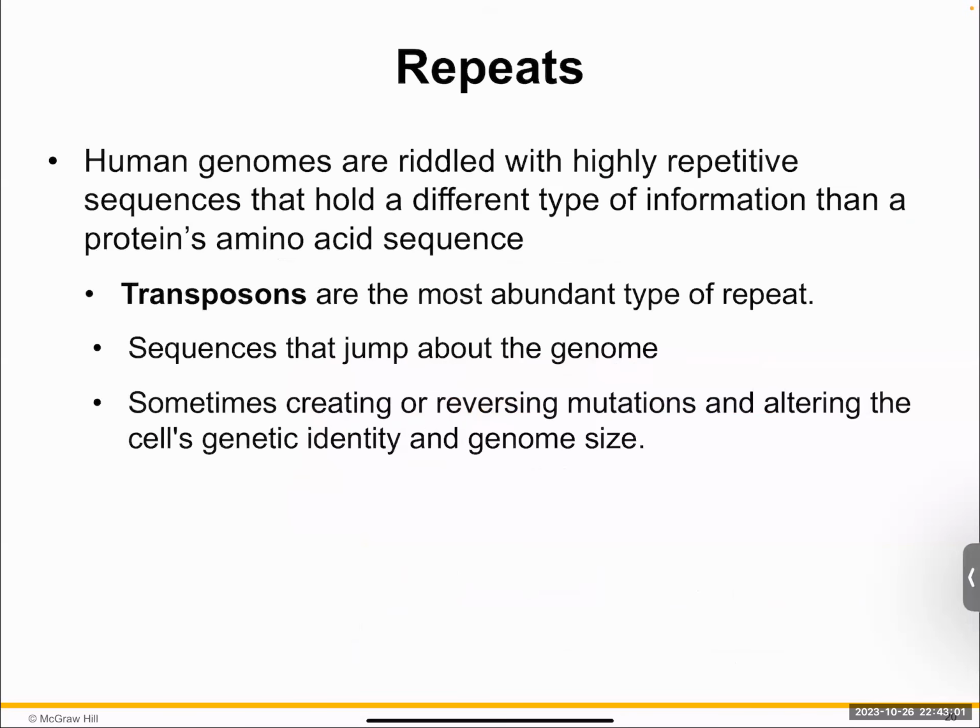So what are these transposons? Again, these transposons are basically repeated sequences that can be found throughout your genome. And sometimes what they do is they either create brand new genes, or create mutations in an existing gene, or reverse a mutation that already existed within a gene. So they could have kind of a positive effect or a negative effect. We're not going to go into those details though.